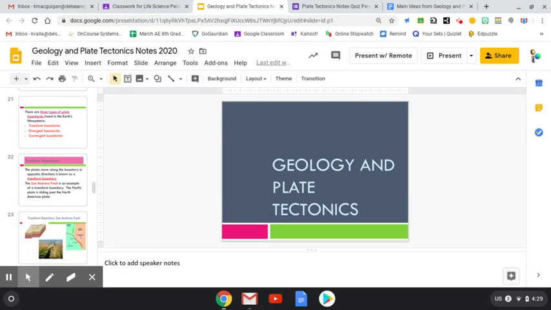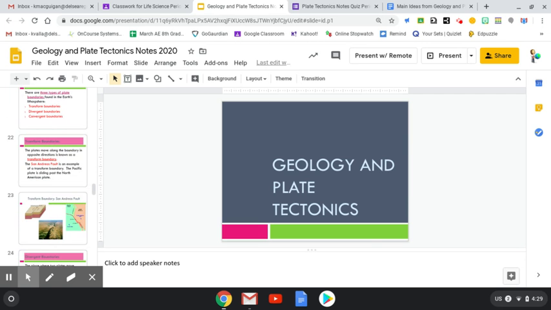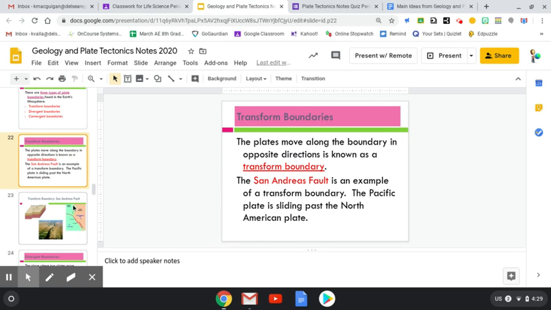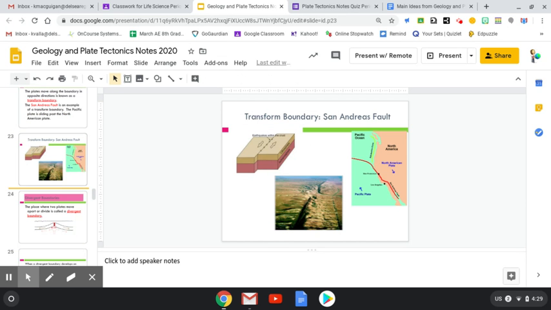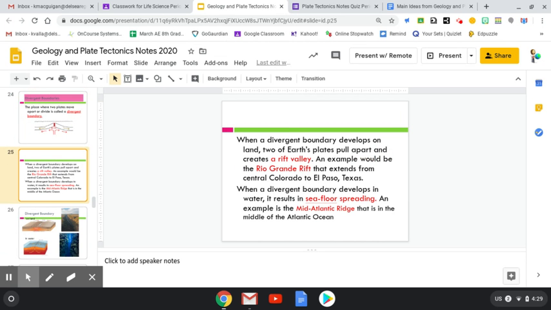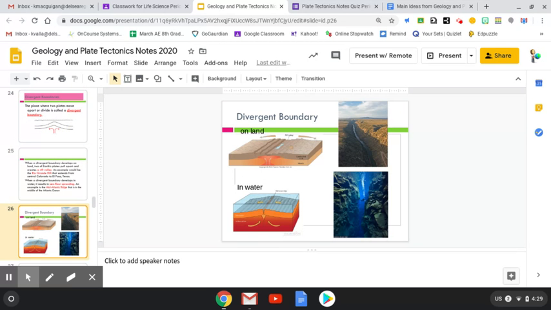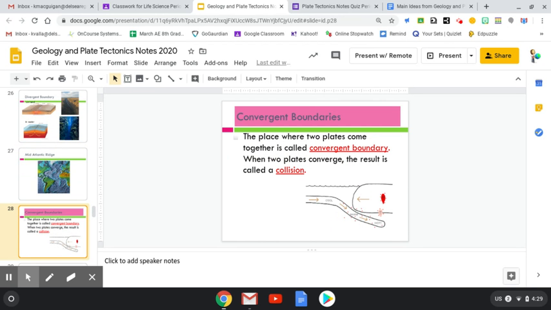And then you're going to go through and talk about the different plate boundaries. There are three specific types. There are transform plate boundaries that are like this, when they are essentially slipping past one another. Then you have divergent plate boundaries, which is when they move in opposite directions, and these are some examples. And lastly, you have convergent, which basically means they're going to collide together.